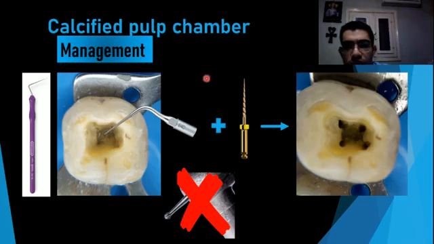So the message from here is not to use the high-speed contra-angle handpiece. You may use the micro openers, you may use the ultrasonic. All of this is good. The orifice opener file, after you are sure of the canal orifice's location, will give you a nice result.